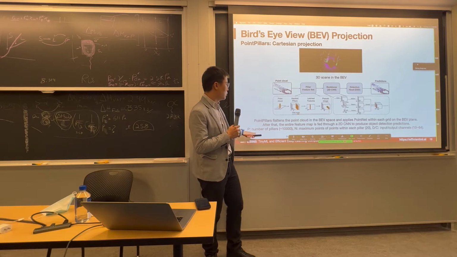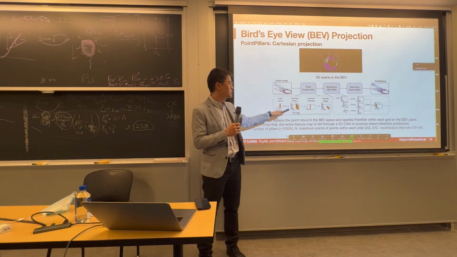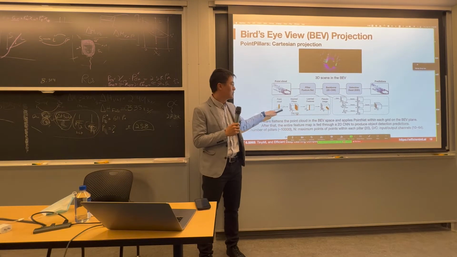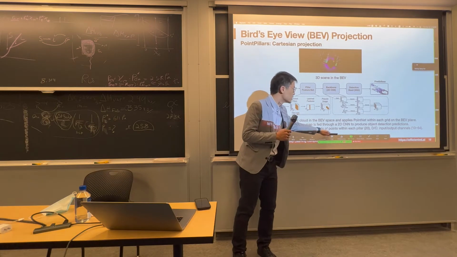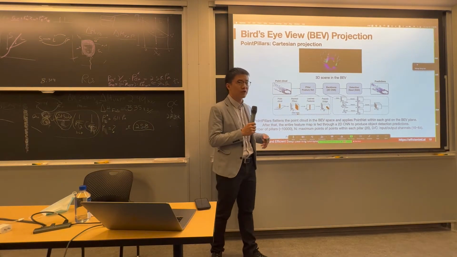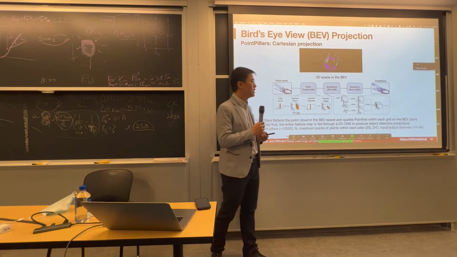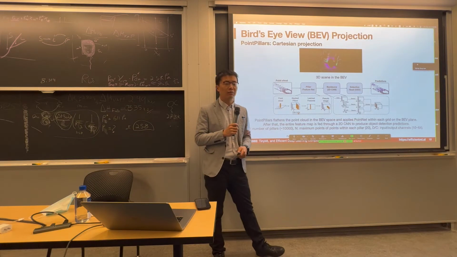And here we have a couple of hyperparameters. For example, P is the number of pillars, roughly 10K pillars. And N is the maximum number of points within a pillar. It's roughly 20. If it is above 20, we are going to cap it. And D and C are the input and output channels.